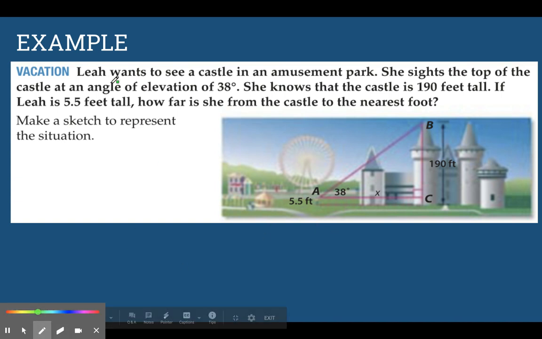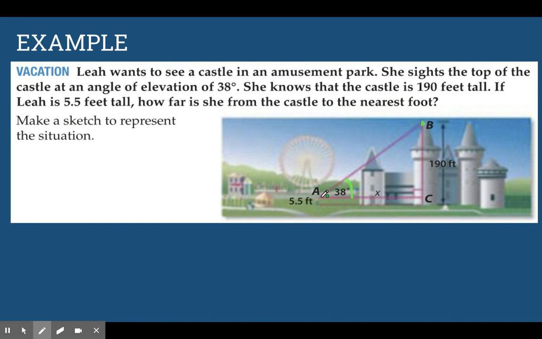So our first example: Leah wants to see a castle in an amusement park. She sights the top of the castle at an angle of elevation of 38 degrees, which we see there. She's looking up at an angle of 38 degrees to see the top of the castle. She knows that the castle is 190 feet tall. Leah herself is 5.5 feet tall. How far is she from the castle to the nearest foot?